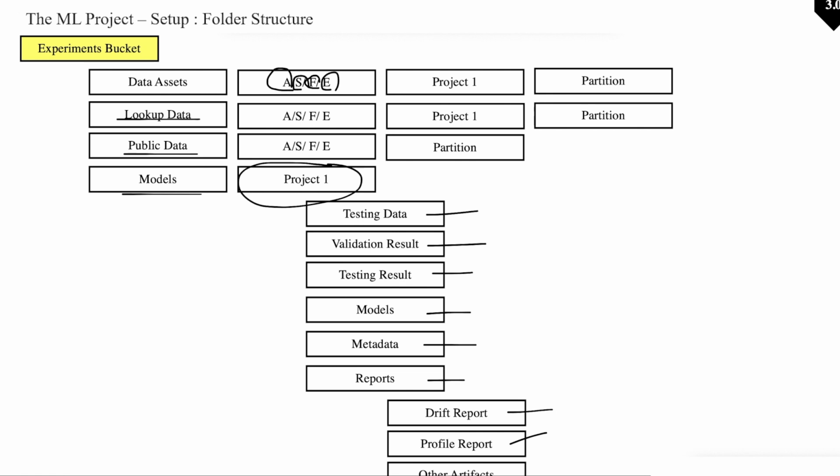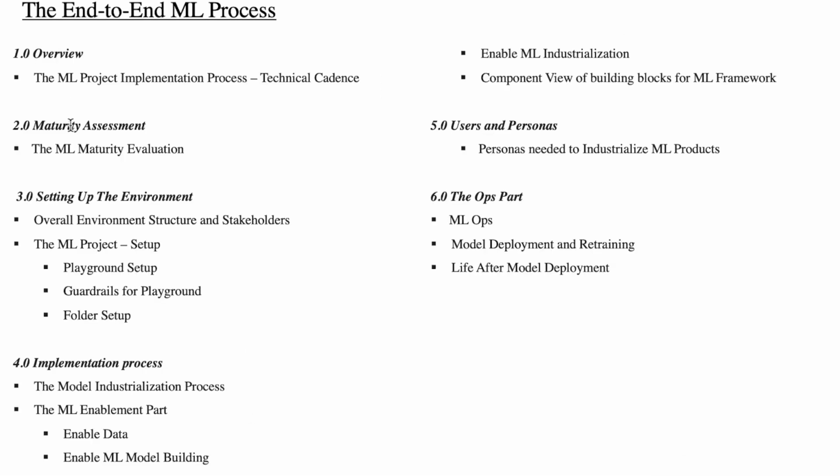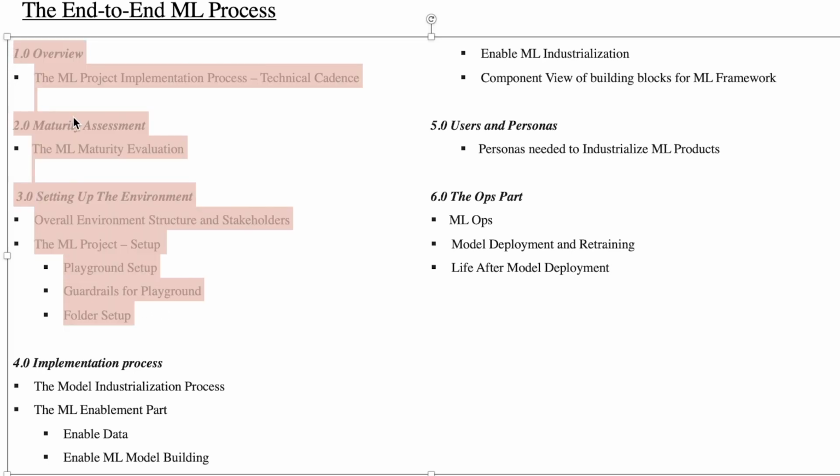So I want to pause here for today. We talked about the 3 things: the overview, the maturity assessment, and setting up the environment, so the folder structure. Next week we'll talk about the implementation project, what is the entire way of actually implementing an ML project, the users and personas needed to operationalize it, and then the ops part. And then if time permits, we'll do that next time, or maybe we'll have a third session talking about how we have converted that into some kind of a tangible asset.